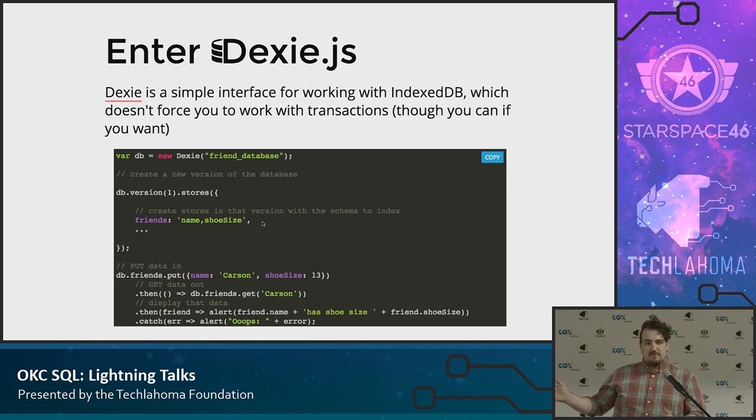Everything else that you shove into IndexedDB is just another object. Kind of like if you've ever used MongoDB, it's very similar to that. Or Postgres, it's just a JSON-B store.